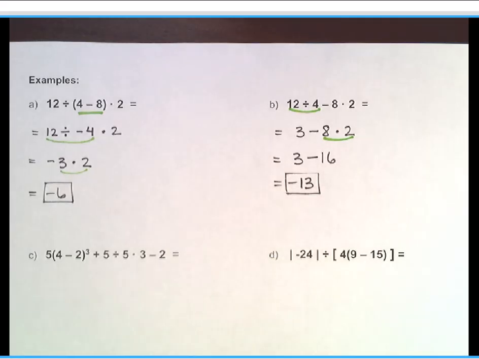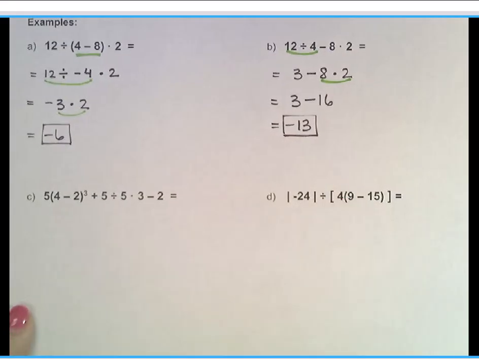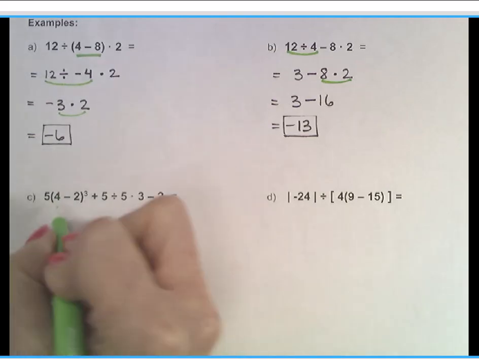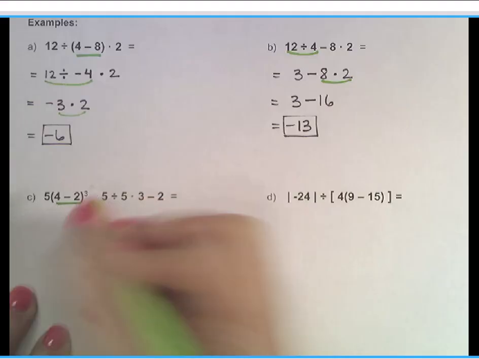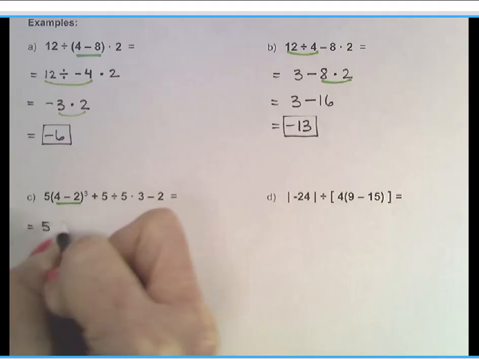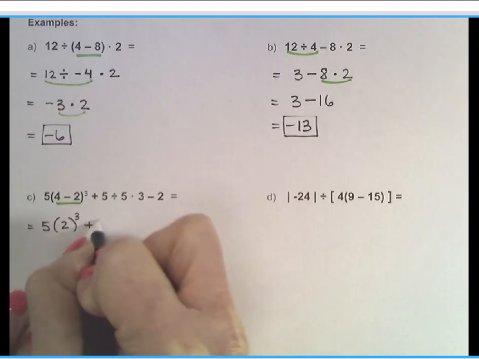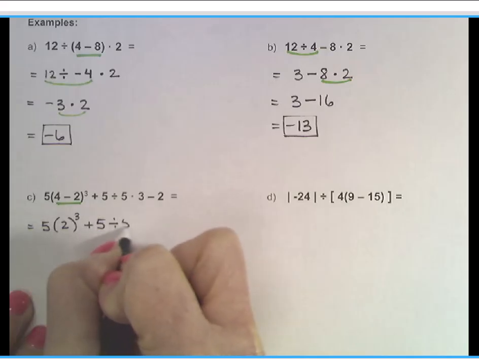And you know, with just a little dinky handheld calculator, you can check these and do some of the little arithmetic in the middle if you need to. All right, now the next ones, they're starting to look a little bit more complicated, but don't do too much at once. We're going to start with the parentheses, because I see some parentheses. 4 minus 2 is 2. So I'm going to go 5 times 2, that's to the third power, and I just recopy the rest.